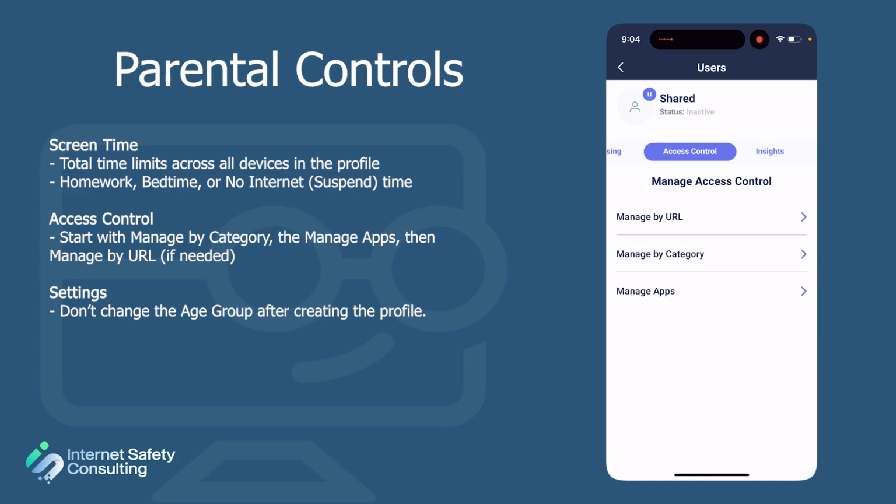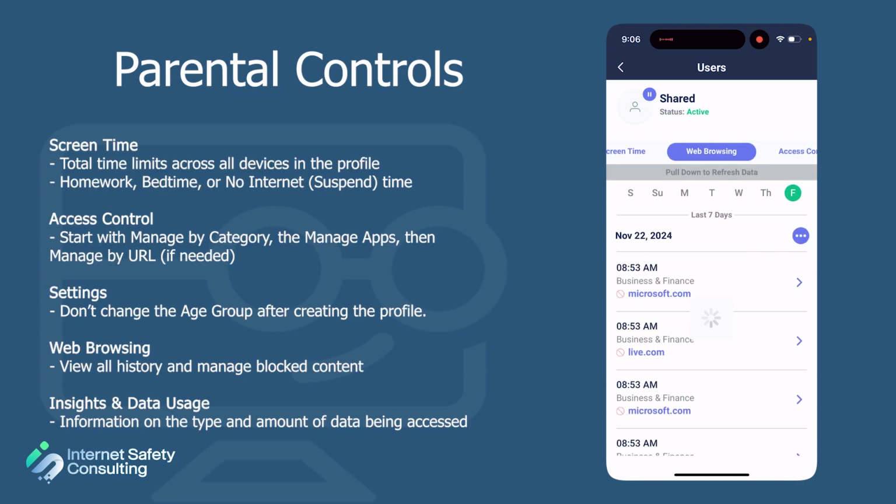If you only managed by URL and had 1,000 URLs, each with a different level of access control, that would be extremely hard and time-consuming to manage. Now we'll scroll back to the left and click the Web Browsing tab.